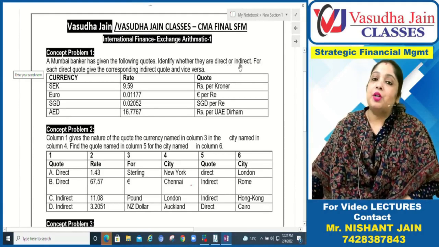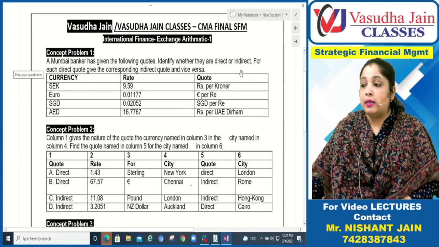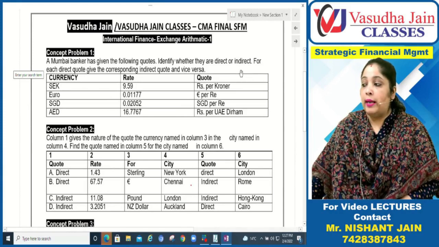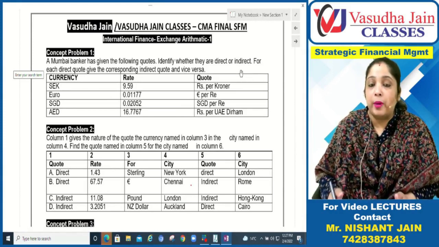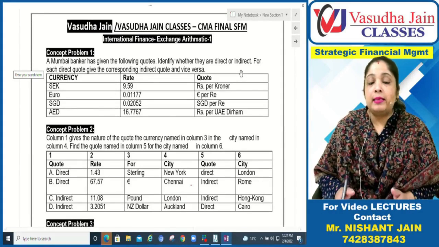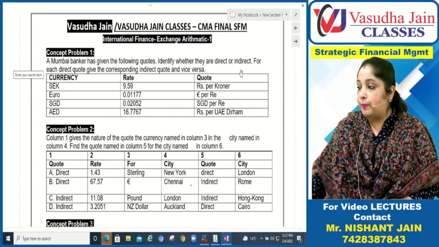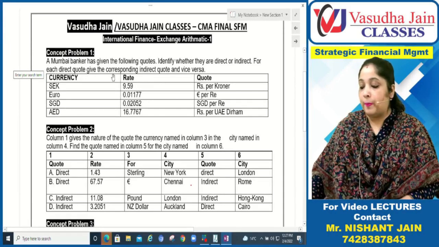Obviously, this quotation has been given by a Mumbai banker. We have to tell whether it is a direct quote or indirect quote from the angle of India, since the banker belongs to Mumbai. So for India, is it a direct quote or indirect quote? For each direct quote, give the corresponding indirect quote and vice versa. Okay. This is the question.